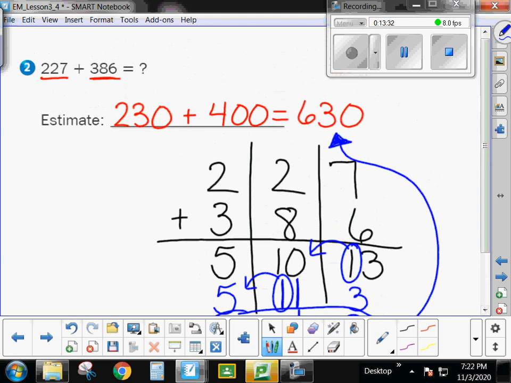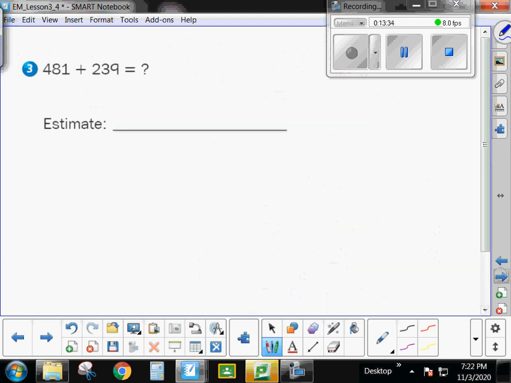All right, let's have you do number 3 all on your own. I want you to do the estimate, and I want you to bring down the numbers and write them vertically and try that column addition on your own. Pause the video and then restart the video to check your work. All right, so boys and girls, I hope you really did this on your own and you weren't just waiting for me to do the problem for you. All right, let's look at our estimate.